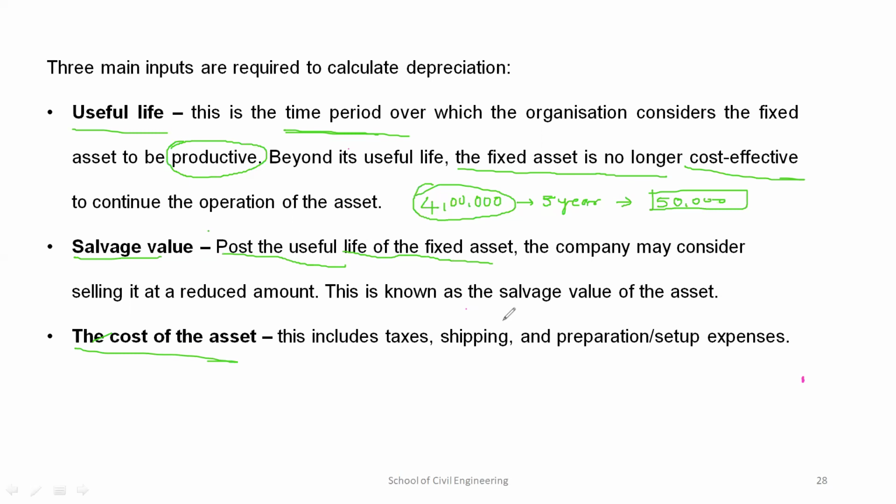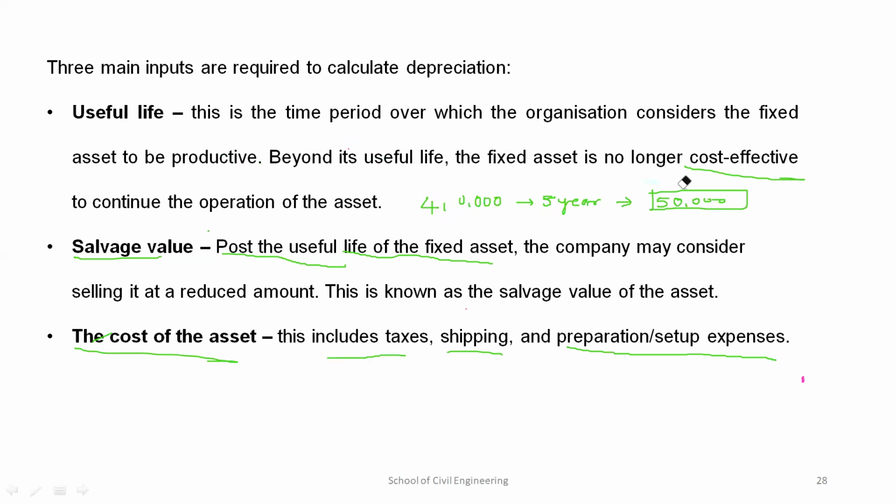The last term you should know to calculate depreciation is the cost of the asset. You should know the cost of the asset. It is not only the purchase price or initial investment of the equipment. It includes taxes, shipping, as well as preparation and setup expenses. All these are included in the cost of an asset. Then only you can calculate the depreciation. We have 5 methods to calculate the depreciation.